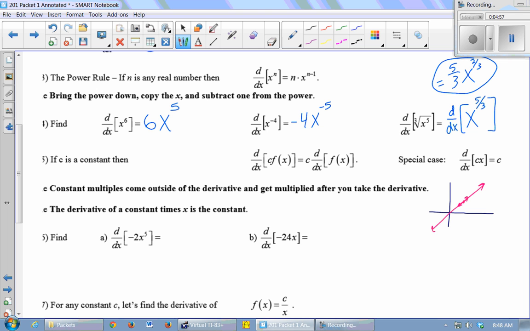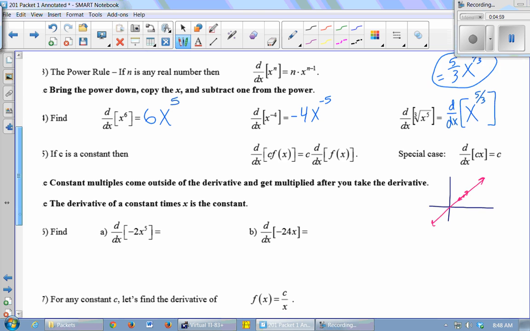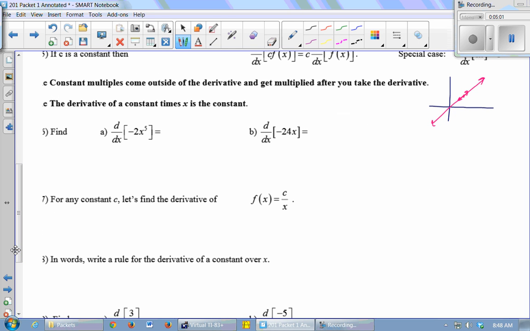So the derivative of cx is always just c, the slope of the line. Okay, so the derivative of a constant times x is a constant. Constant multiples come outside the derivative and get multiplied after you take the derivative.